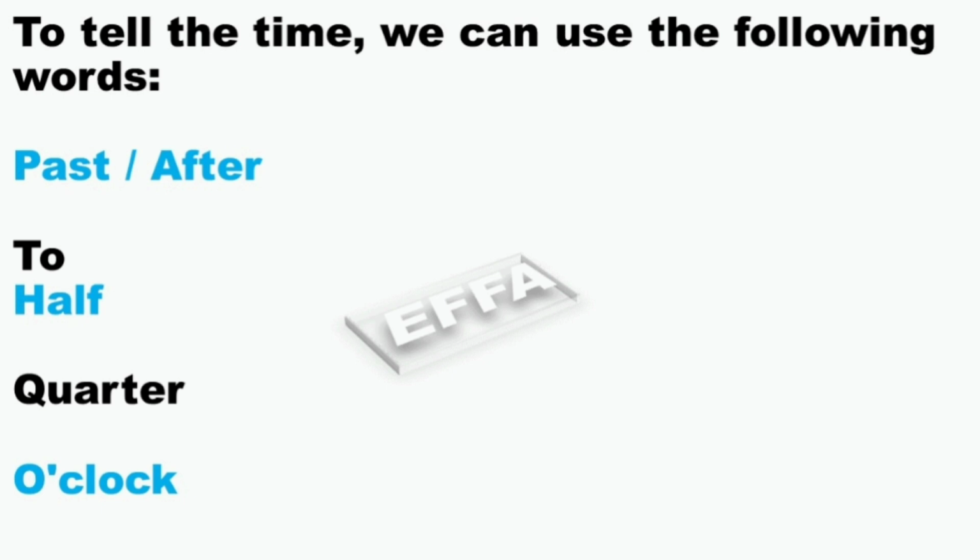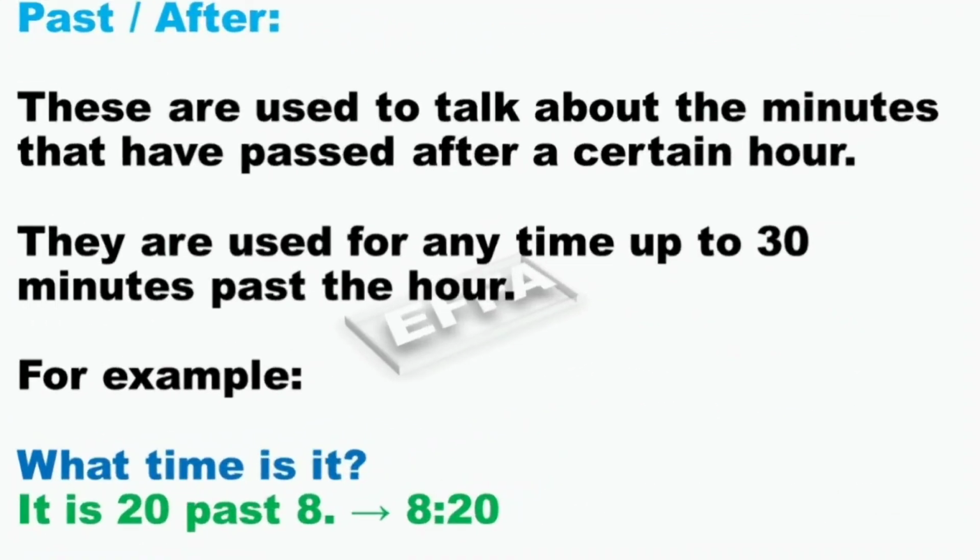Dear students, to tell the time, we can use the following words: past or after, to, half, quarter, o'clock. Now let's study each of these words. First, past or after. These are used to talk about the minutes that have passed after a certain hour. They are used for any time up to 30 minutes past the hour, my students.